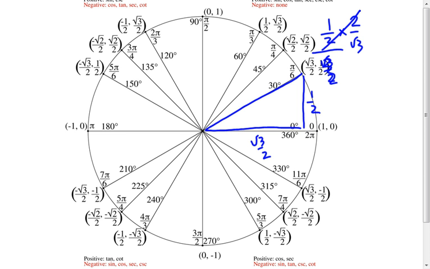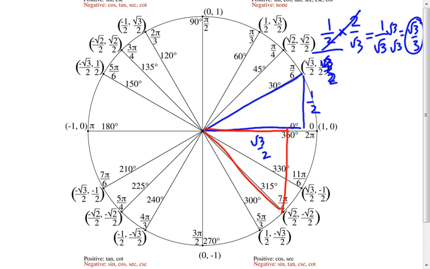The 2's cancel. I'm at 1 over root 3. Can't have a radical in the denominator. Multiply by root 3, and you'll get root 3 over 3. Okay, so tangent at 30 is root 3 over 3. Now I'm going to go over here to 315. 315 is down here.